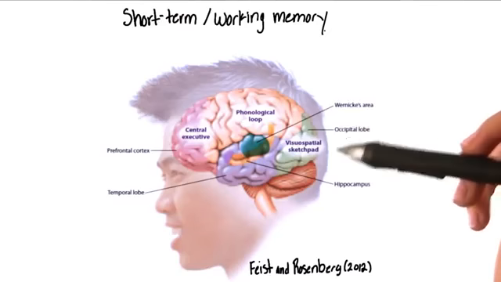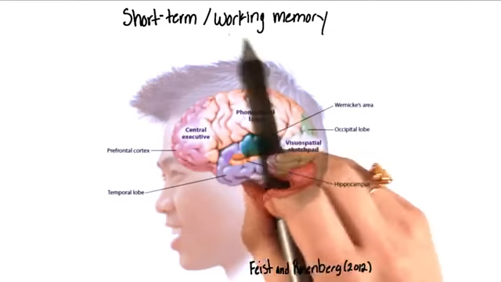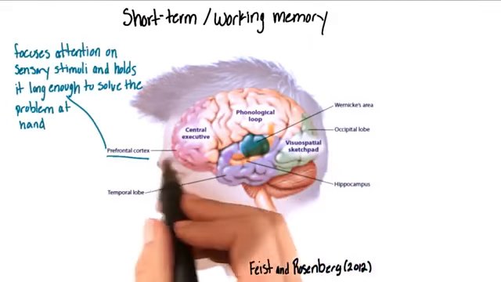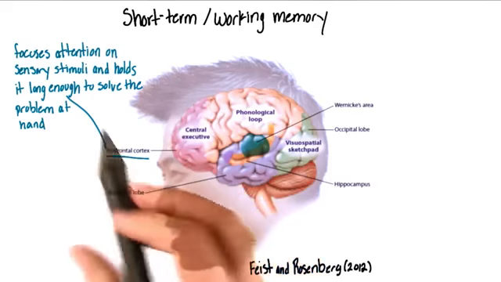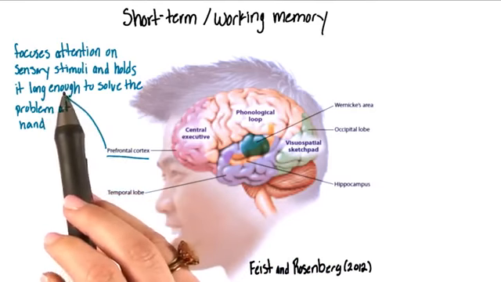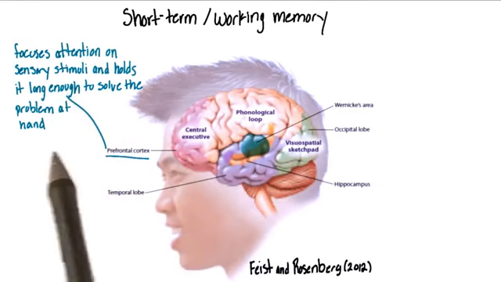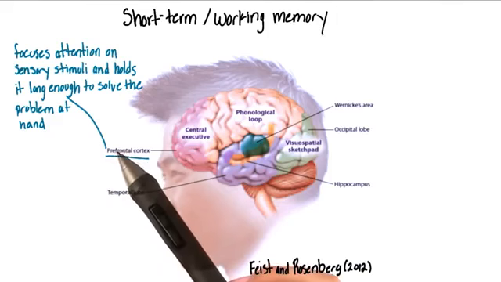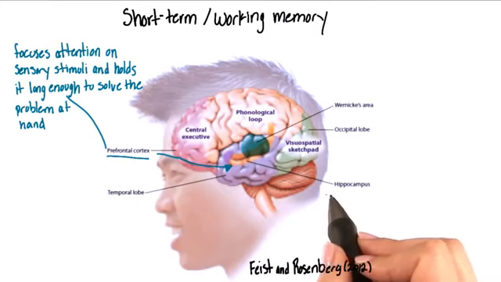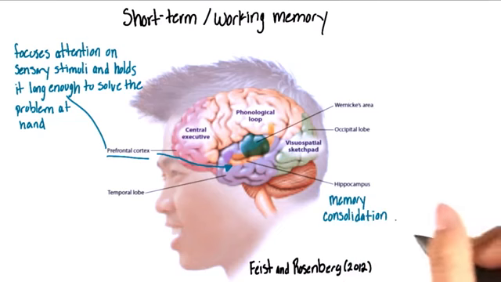So now let's look at the brain and what happens when we're engaging in short-term or working memory. Here we see that the prefrontal cortex focuses attention on a sensory stimulus and will hold the information long enough for us to solve the problem at hand. Then it will transfer the information to the hippocampus for memory consolidation.